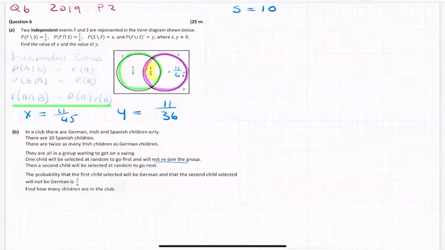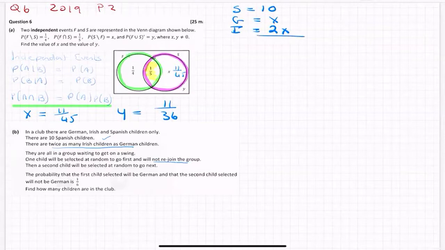Not too much information in this one. We know Spanish is 10. There's twice as many Irish as German. Let's say there's X German, twice as many Irish, therefore Irish children is 2X. In a club, there are German, Irish, and Spanish children only. So this is the sum total of the children. I know that because it's just told me here, there's no other kids in it. So 2X plus X is 3X, plus 10 total children.